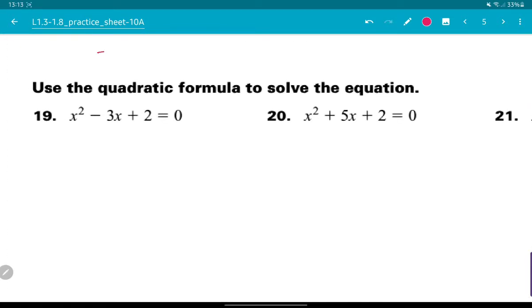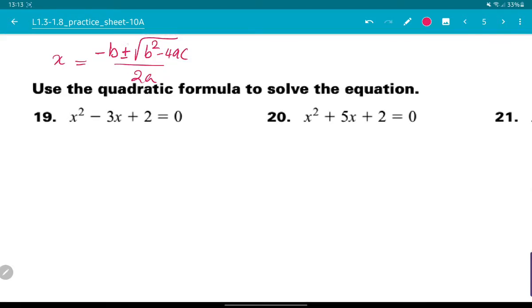This formula is negative b plus or minus square root of b squared minus 4ac all over 2a. This will give you the value of x. We have two values of x. One of them, when we take the positive for the root, the second one when we take the negative of the root. So starting now, a equals 1, b equals negative 3, c equals positive 2.